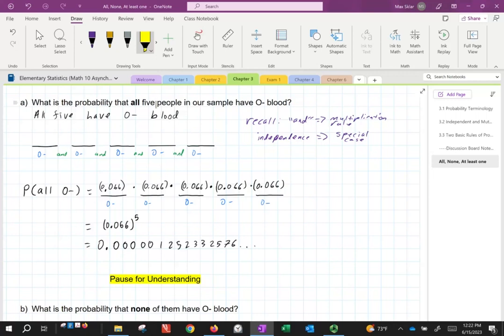Now, if this event is going to occur where all 5 of the people in our sample have O negative type blood, that means that we want the first person to have O negative blood, and the second person must have O negative blood, and the third person, and the fourth person, and the fifth person. Notice the repeated use of that word and. I wrote it here for highlighting. So remember, and is going to tell us that we want to use the multiplication rule to compute probability.